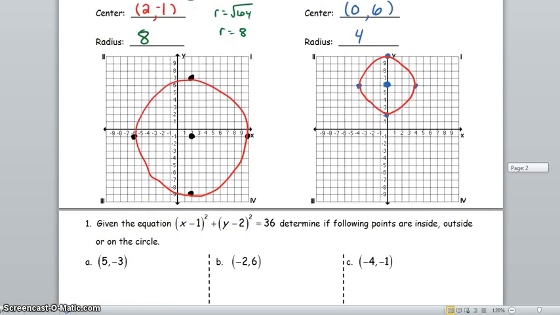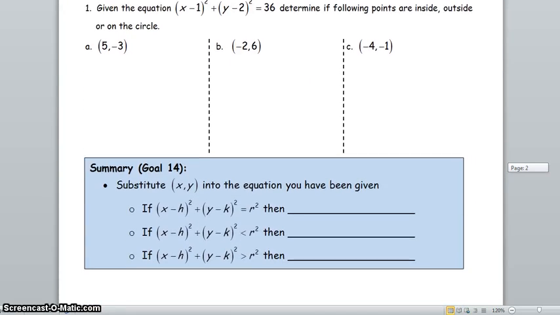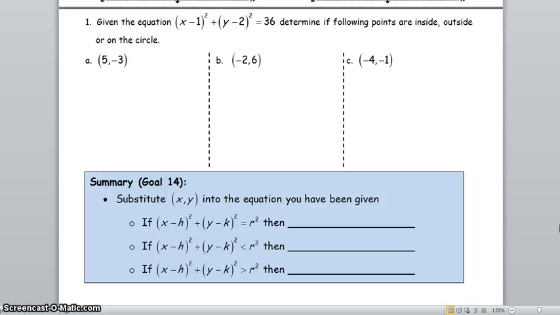The last thing that we need to discuss is goal 14, and that's whether a point lies inside a circle, outside a circle, or on the circle. Now, there's a couple of ways that we could do this. The way that I'm going to show you, I think, is the one that will take the least amount of time and hopefully can make a little bit of sense as well. And first, I'll start with the summary in the box at the bottom.